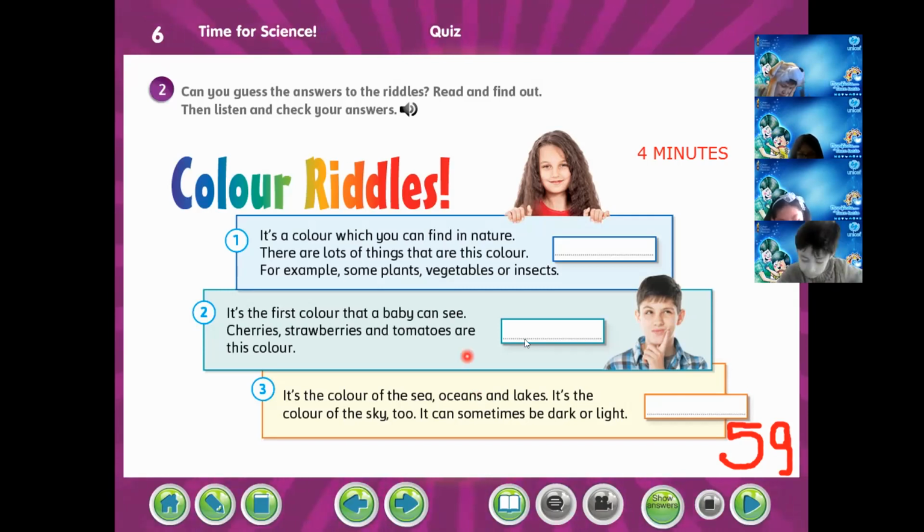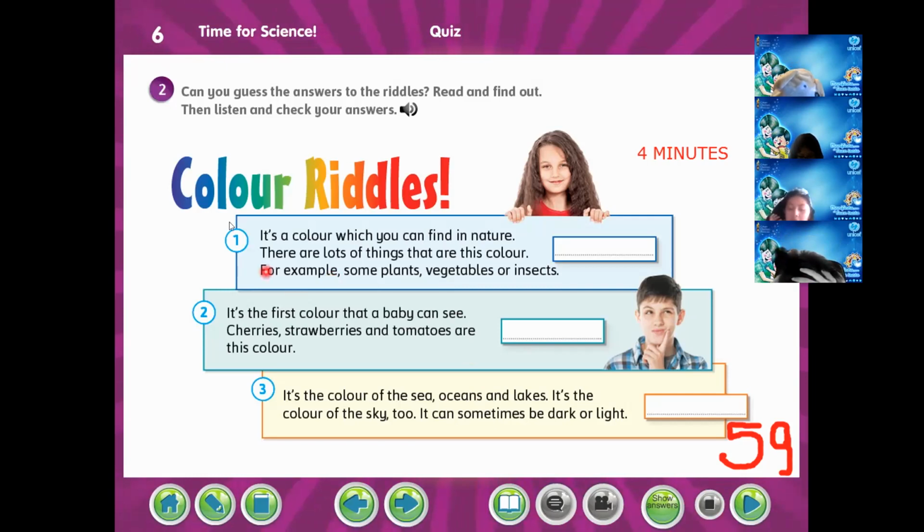3 minutes. Profe, ya terminé de rellenar todo. Oh, that's very good. Yo también, teacher. Ya terminé. Yo también. Yo también, teacher. Just 1 minute. Good job, my friends. The rest, please, complete. Eso no es fácil, profe. Yeah, it's not too difficult.